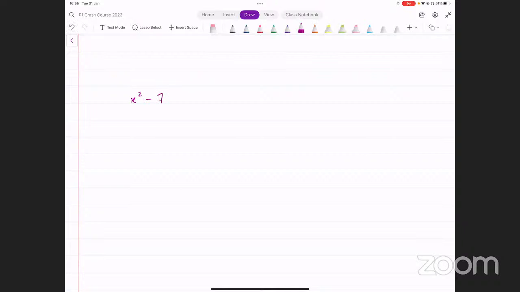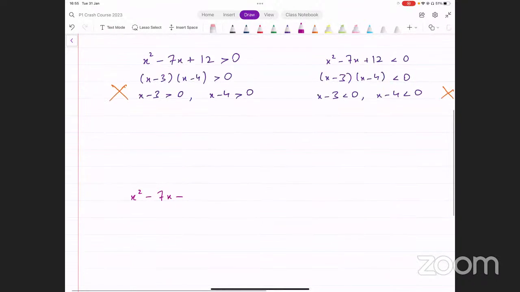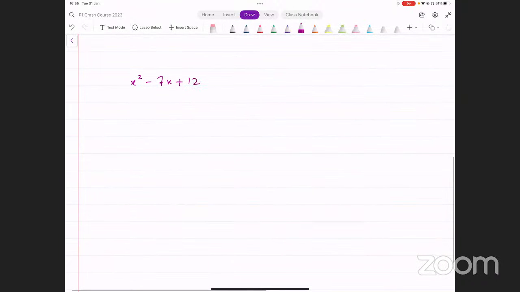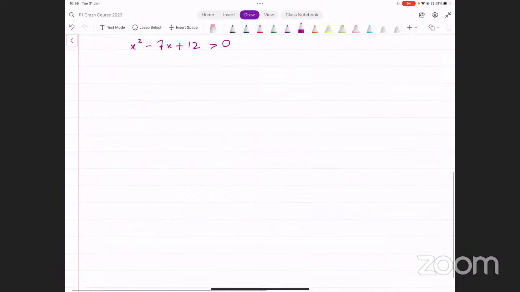x squared minus 7x plus 12 greater than 0. How exactly are we going to solve this inequality? What you do is you first treat this as an equation. And that is going to give you the x-intercepts of this function. All right, so that's the first thing you do when you're solving quadratic inequalities. You treat this as an equation.